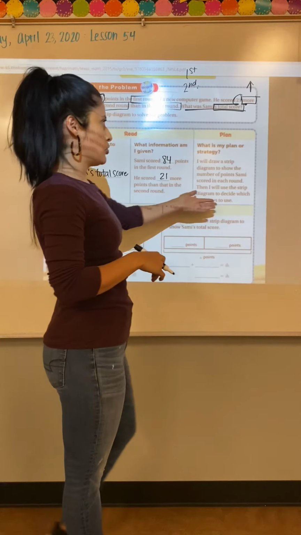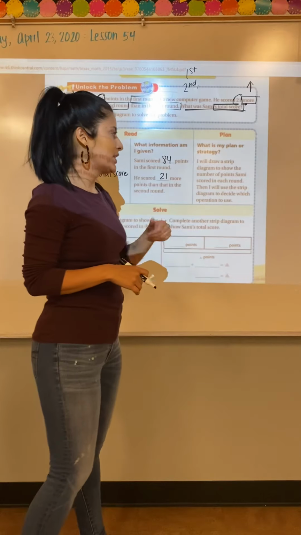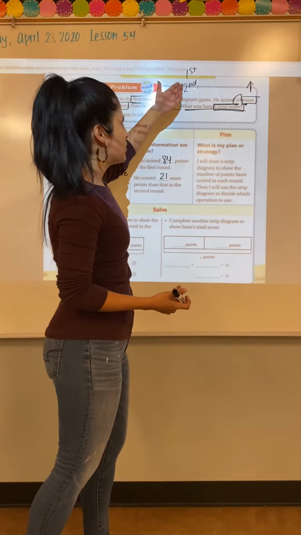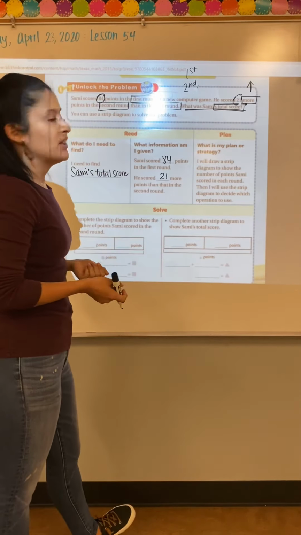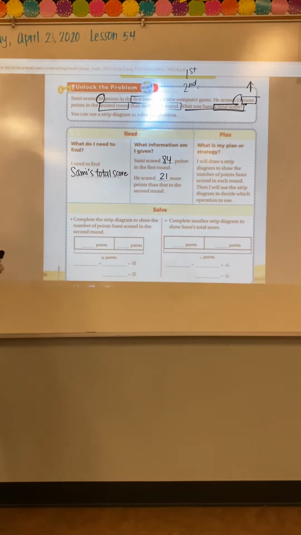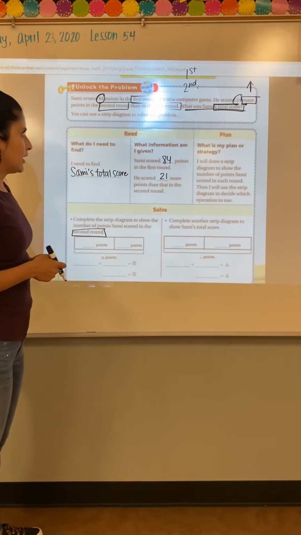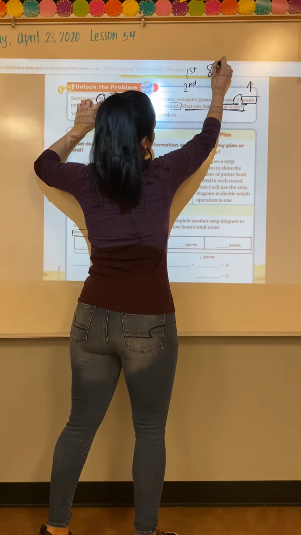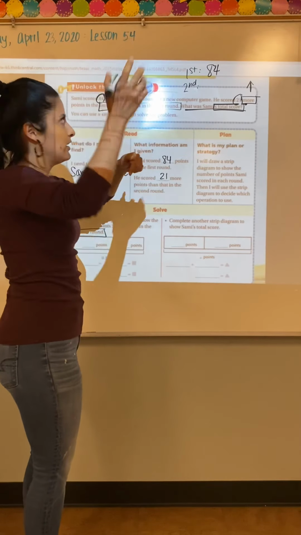Okay, so what is our plan or strategy? Well, we could use a strip diagram to show the number of points that Sammy scored in each round. Then, once we find out how much Sammy scored in each round, we could use another strip diagram to help us find the total score. So let's take a look. We're going to complete the strip diagram to show the number of points Sammy scored in the second round. Okay, well, we were given clues up here, right? First round was 84 points. That was given. Second round was 21 more than that number.